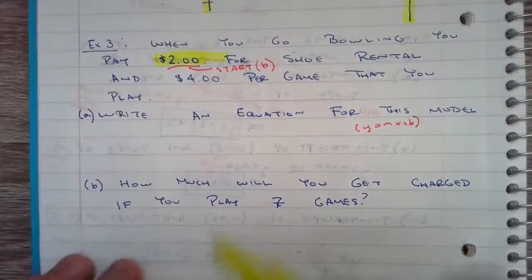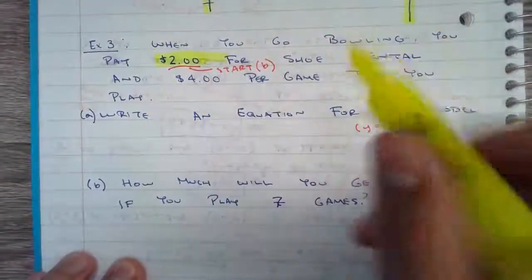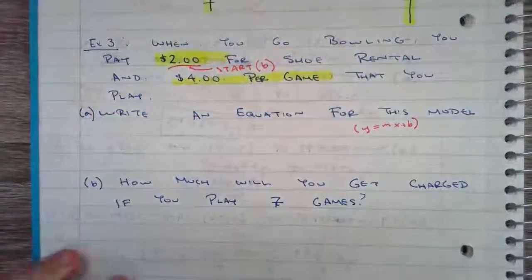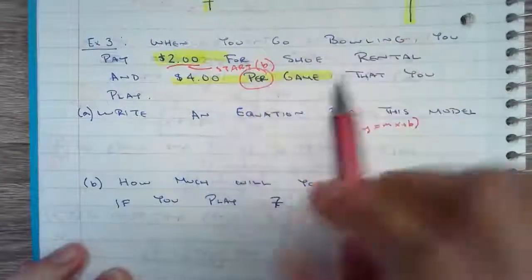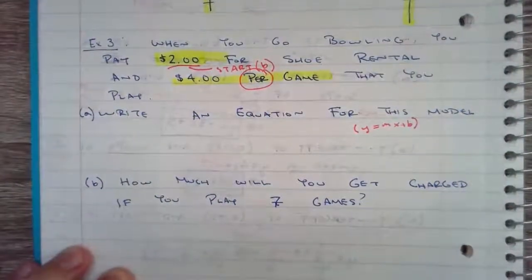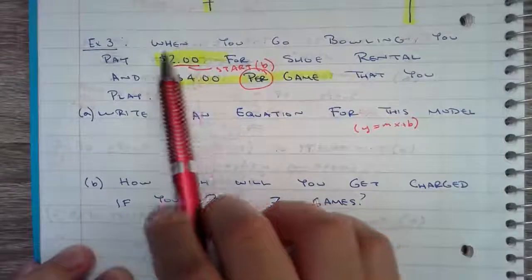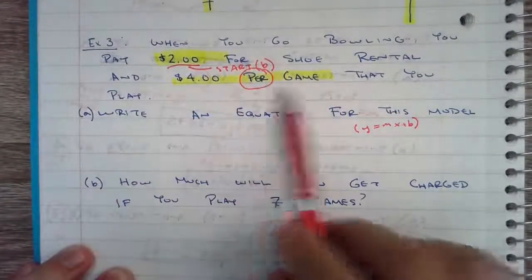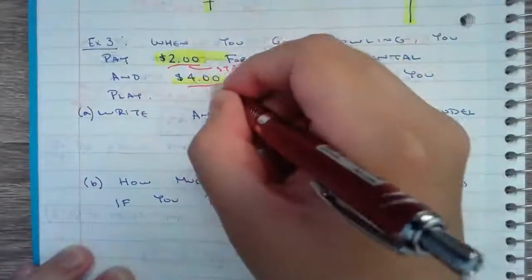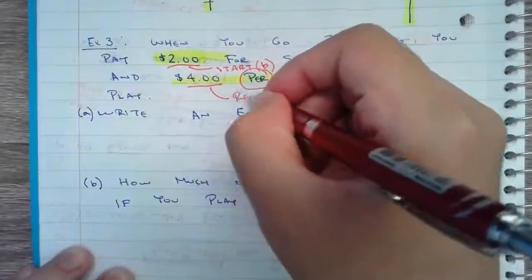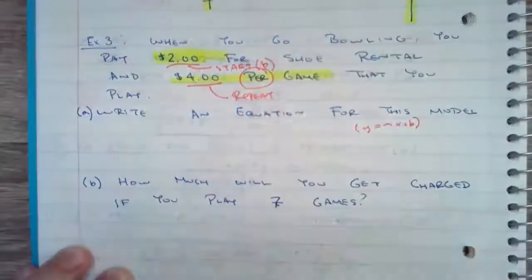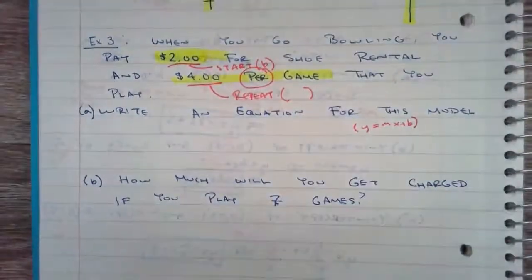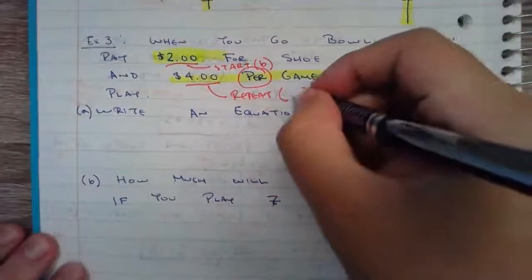Now, take a look at this component. It says you pay $2 for a shoe rental and $4 per game. When you think about "per," you guys, that one is repeating. So per game, you pay multiple times. This $2, you pay just one time. But this right here, you pay multiple times. So always look for the one that you start with, what you have to pay initially, and which one repeats. The one that repeats is going to be your m.